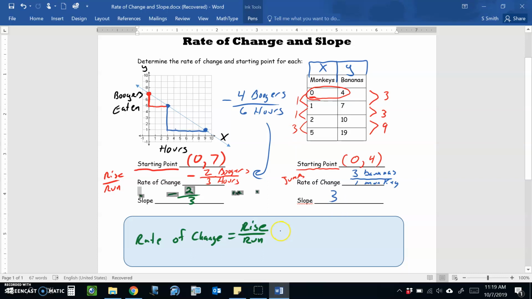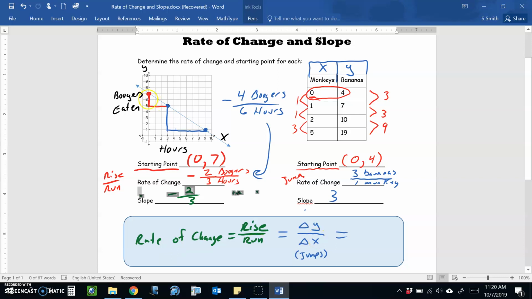So here's the thing. From a table, the way we find it is we do the jumps. We're going to do the change in y. That triangle is delta. It means change in y divided by the change in x. Again, in other words, we do the jumps for a table. And here's the thing. All of these things, rate of change, is rise over run, is change in y divided by the change in x.